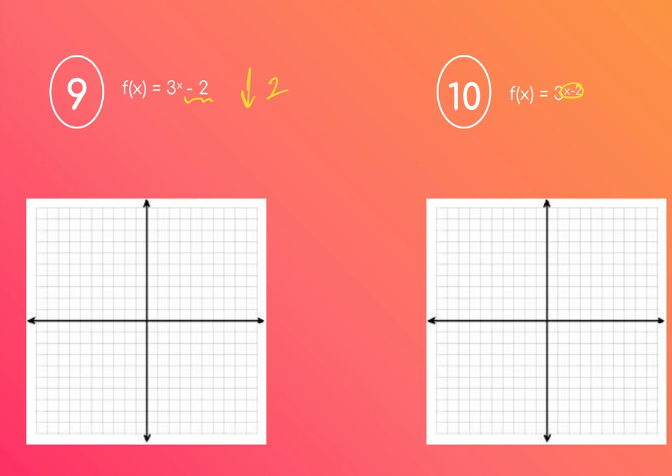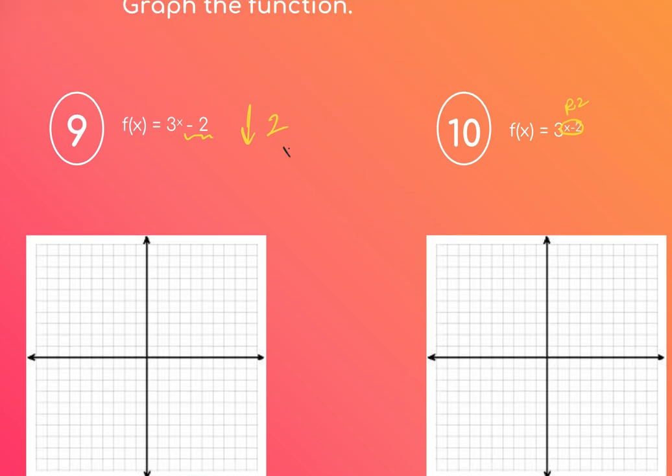For 10, it's what? Right 2. There's no shift in my horizontal asymptote. It would stay at 0. So I'm still going to plug in my points like we were doing before, but when I go to graph, I'm going to have to pay attention to where that asymptote was. Negative 2, negative 1, 0, 1, 2.